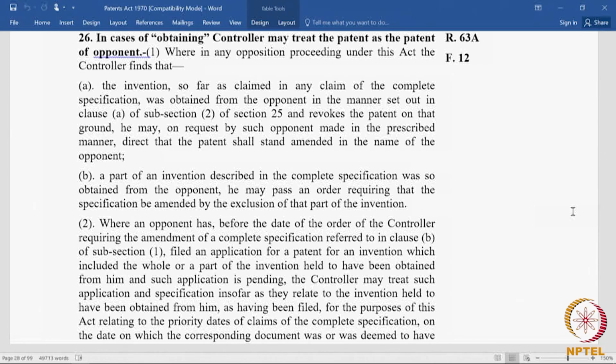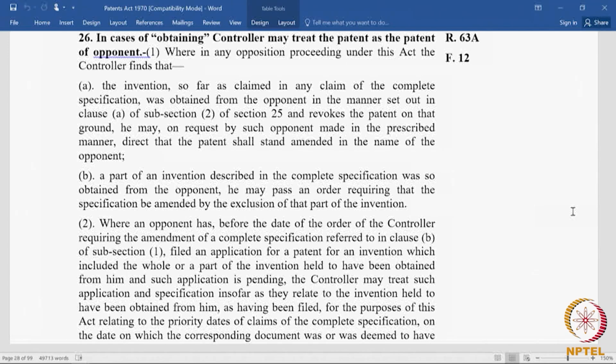Now, he may, on the request of the opponent made in the prescribed manner, direct that the patent shall stand amended in the name of the opponent. Now, this is a slightly different relief. Normally, an opponent files an opposition to destroy the patent, to revoke the patent. Now, if the opponent's case is that he took the invention from me, then the opponent may be interested in getting that invention back. So, this is a provision where a granted patent can be transferred from one person to another. This is probably the only provision in the Patents Act.